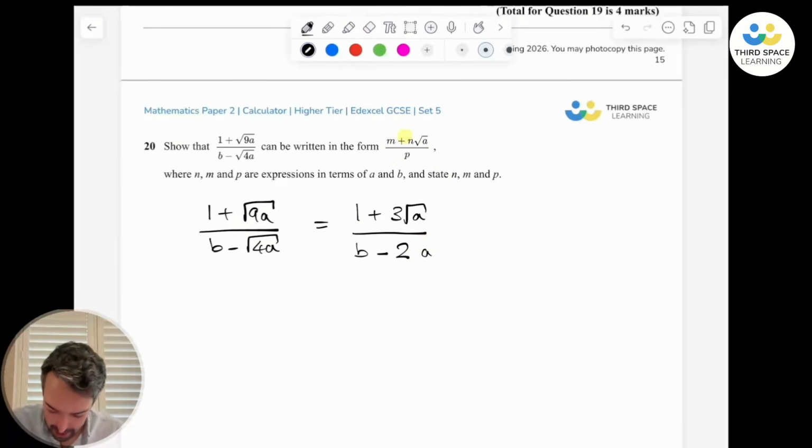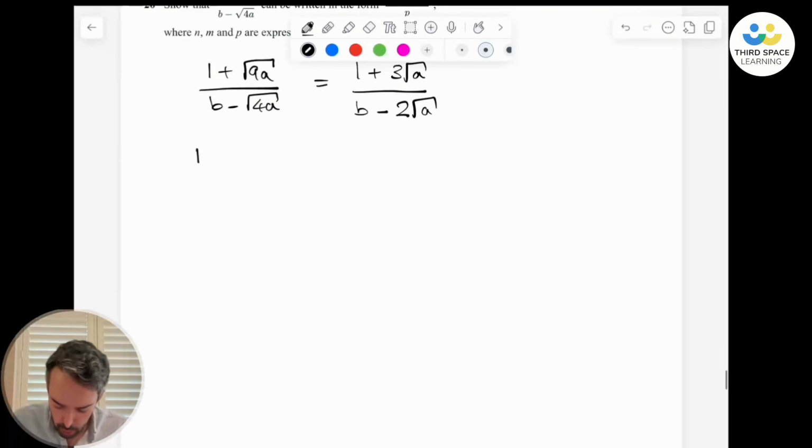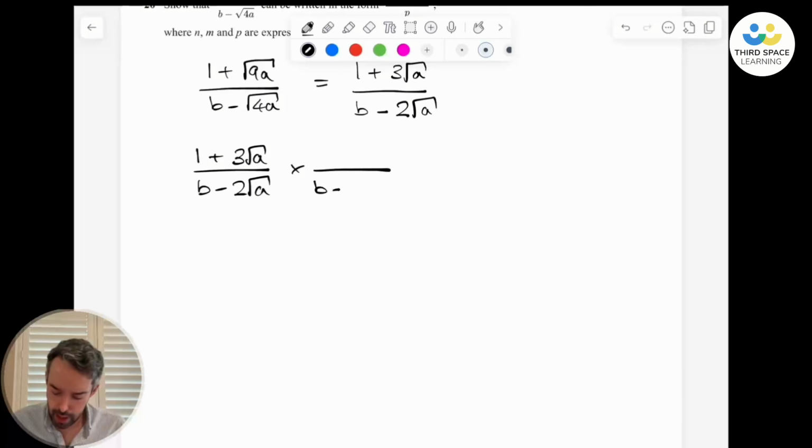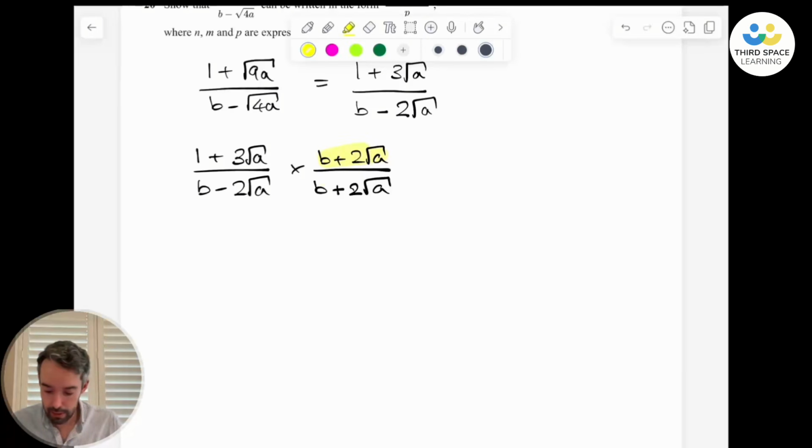Well, let's start by writing this out again. So (1 + 3√a) over (b − 2√a). What we're going to do is multiply the top and the bottom by the denominator, but we're going to change that negative sign to a plus. We're going to change whatever that sign was. So here's a negative, now it's a plus, and we'll do the same on the top. The reason we're doing that is because what we're effectively doing there is multiplying it by 1. Anything divided by itself is 1, so we're not changing the fraction at all. We're just going to change how it looks.